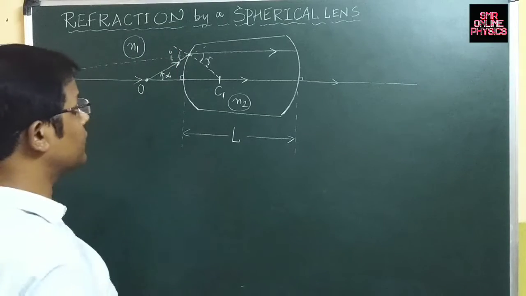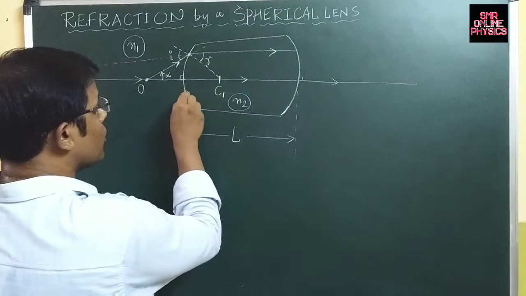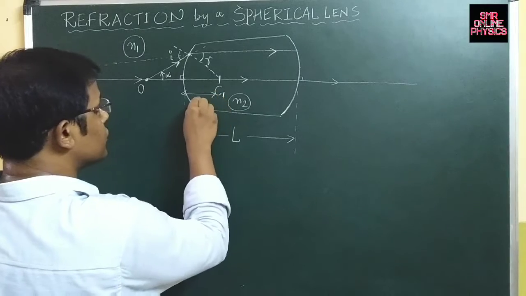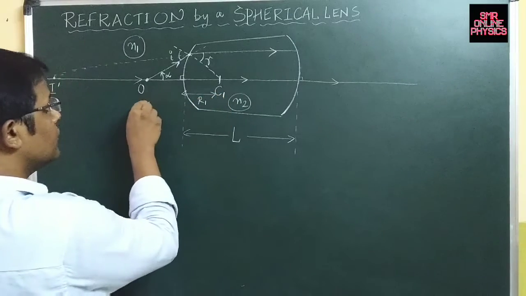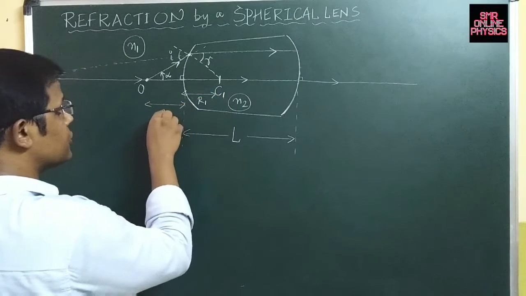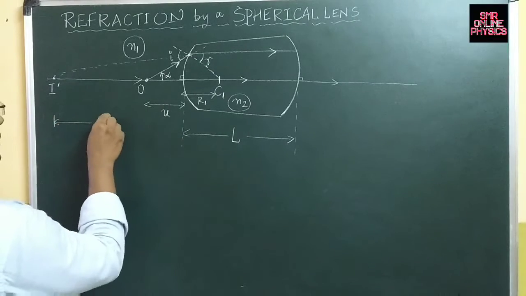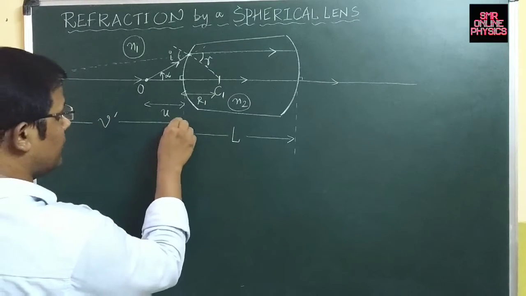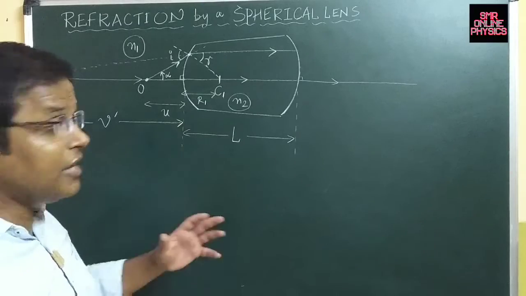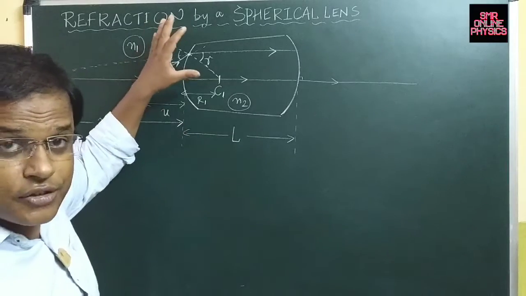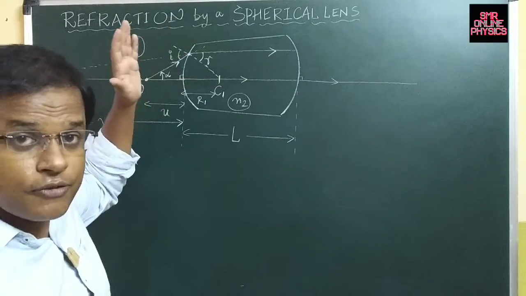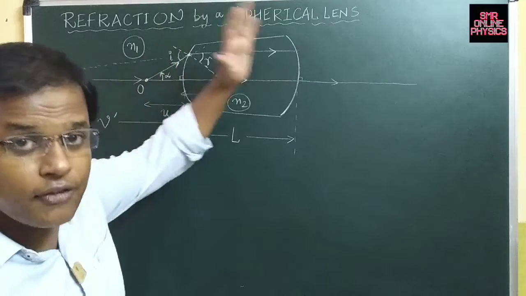So let us give the names here. This is your radius of curvature, let us call it R1. This is your object distance U, and this is the virtual image distance, which is not the real image at all. It's an image formed only by the first refraction happening at the first spherical surface. Then I will move forward.